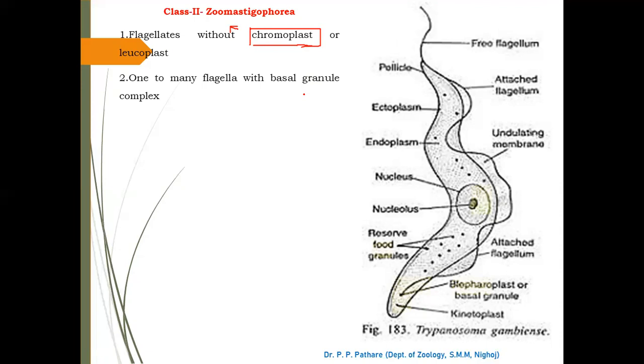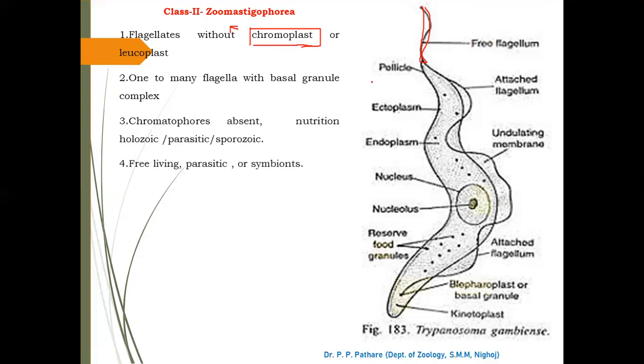Zoomastigophora. One to many flagella with basal granule complex. This is a very important characteristic we observe in this class, that is flagella with basal granule complex. These flagella are observed in the posterior portion of your protozoans, and they can use this for locomotion. This is the general characteristic of your Zoomastigophorans.